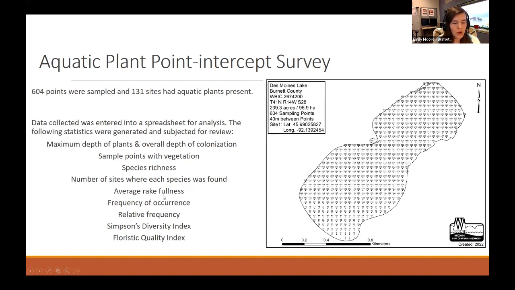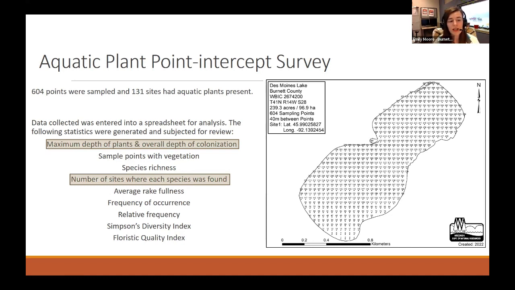These last 4 are getting more into statistics, which I recommend you read the APM to get more of the statistical side. I'm not going to get into them. I do describe them in great detail in the APM. For this presentation, I'll just be going over these 2: the maximum depth of plants and overall depth of colonization, and the number of sites where each species was found.